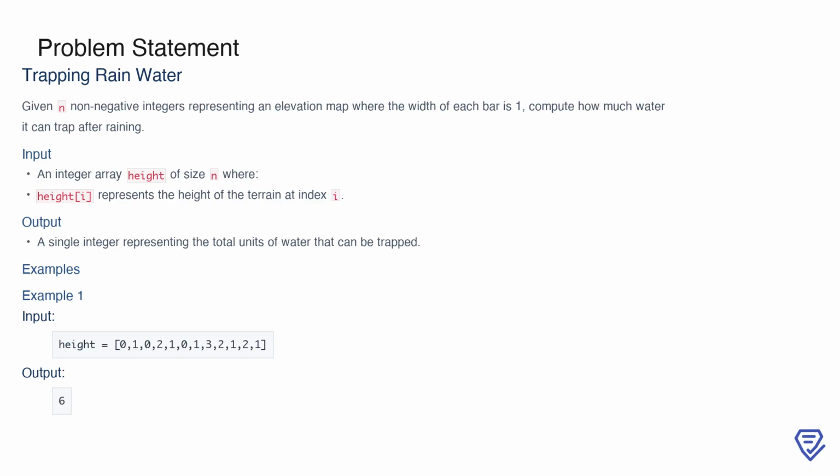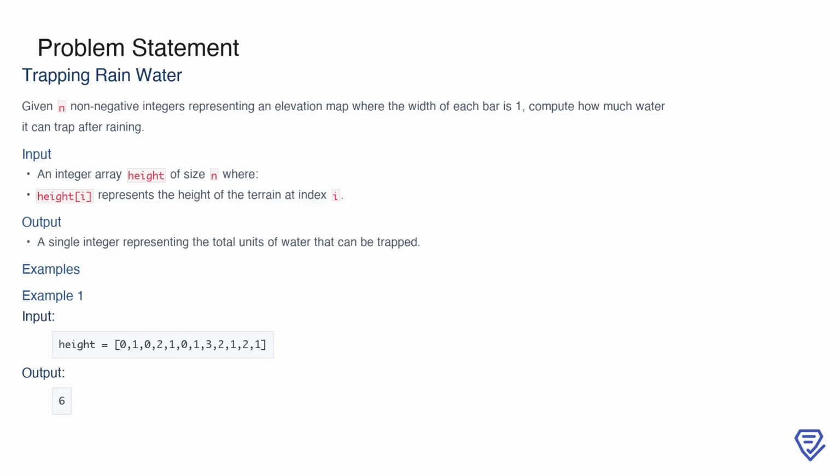The problem we're solving is called trapping rainwater. Imagine an elevation map represented by an array of non-negative integers, where each value corresponds to the height of the terrain at that index. The width of each bar in the elevation map is 1 unit. After it rains, water gets trapped in the valleys formed by the bars. Our task is to calculate the total amount of water that can be trapped.